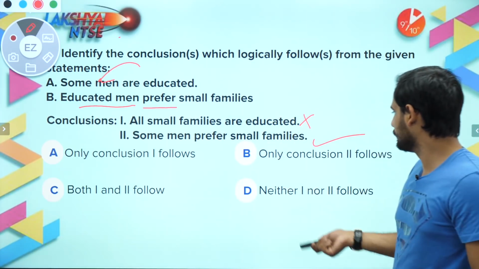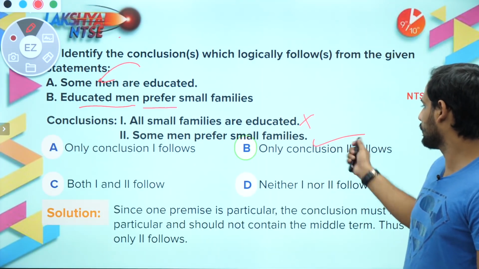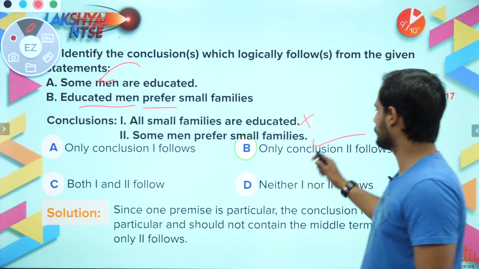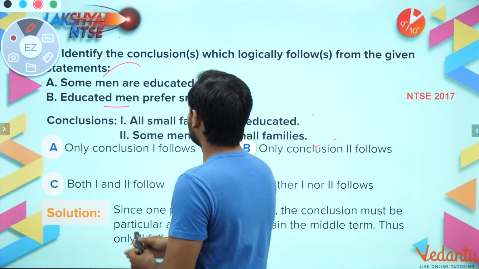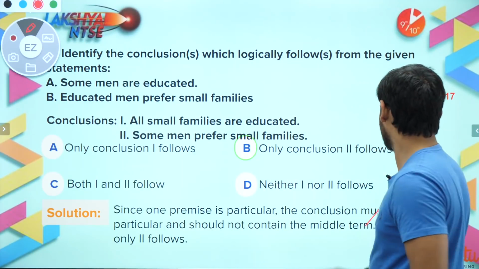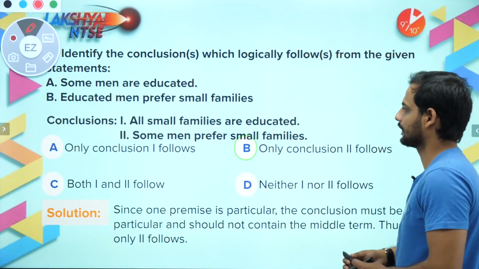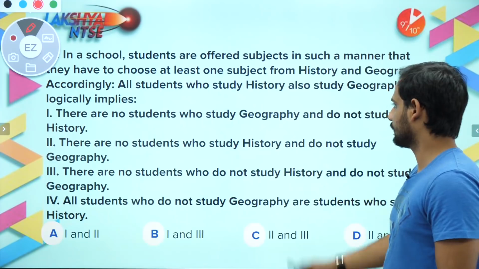So I will say, sir, only the second conclusion is true. Only the second conclusion is true, that some men prefer small families. Only the second will be true, because some men prefer small families. Who are those some men? They are educated men. Chalo, let's move ahead.